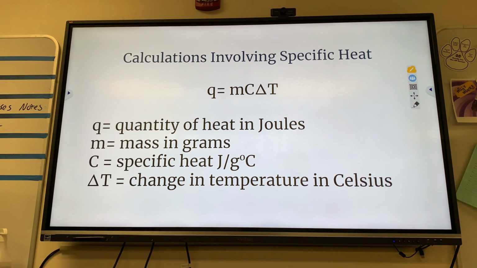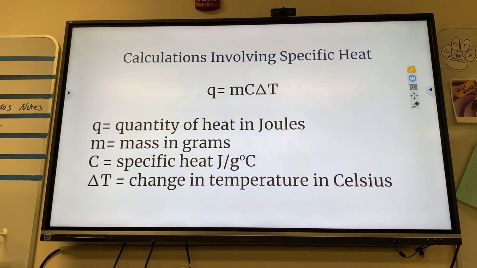Q is heat. Why they picked Q for heat, I do not know. But they did. M is mass. That seems like it makes sense. C is specific heat. Now that's the numbers on that big chart that you just had before. That will be given to you. You don't have to memorize all those things on that chart. And then delta T, change in temperature in Celsius degrees.